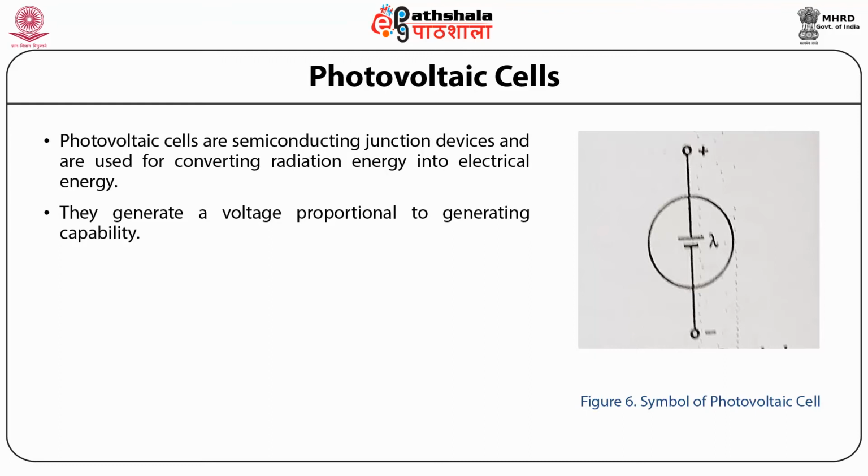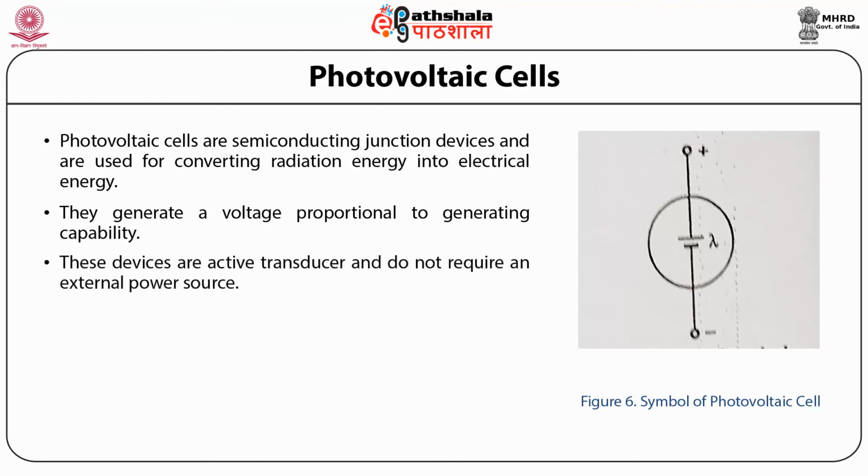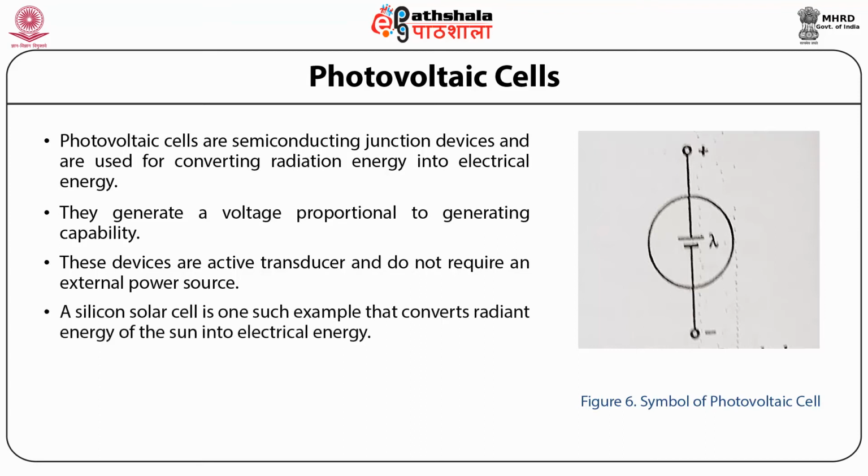Due to their voltage generating capability, these devices are active transducers and do not require an external power source. A silicon solar cell is one such example that converts radiant energy of the sun into electrical energy.